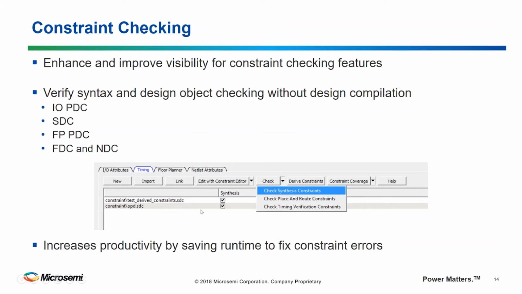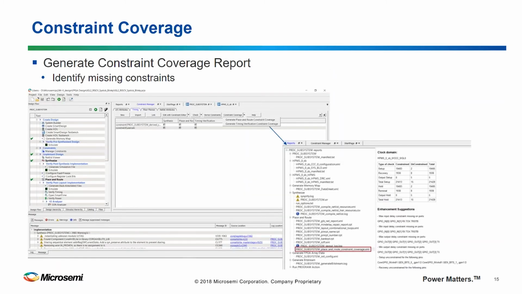We have constraint checking built in. It's particularly useful if you create a new constraint file using the editor. You can go in and you can check your synthesis, your place and route, and your timing verification constraints to make sure that you don't have any syntax errors in the constraints before you try to use them with the different tools.